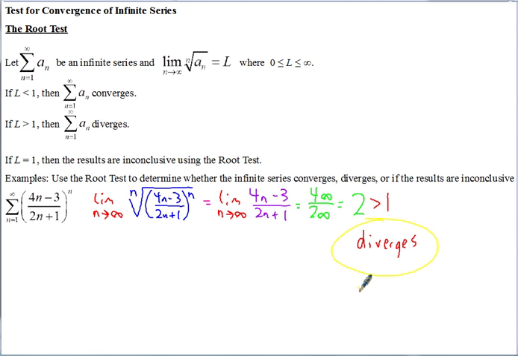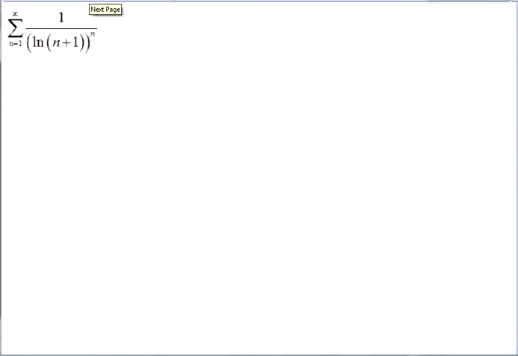And let's take a look at one more example using the root test. On this one, again, we can see it might be helpful because the denominator is raised to the nth power. So it would be the limit as n approaches infinity of the nth root of 1 over (the natural log of n plus 1) to the n.